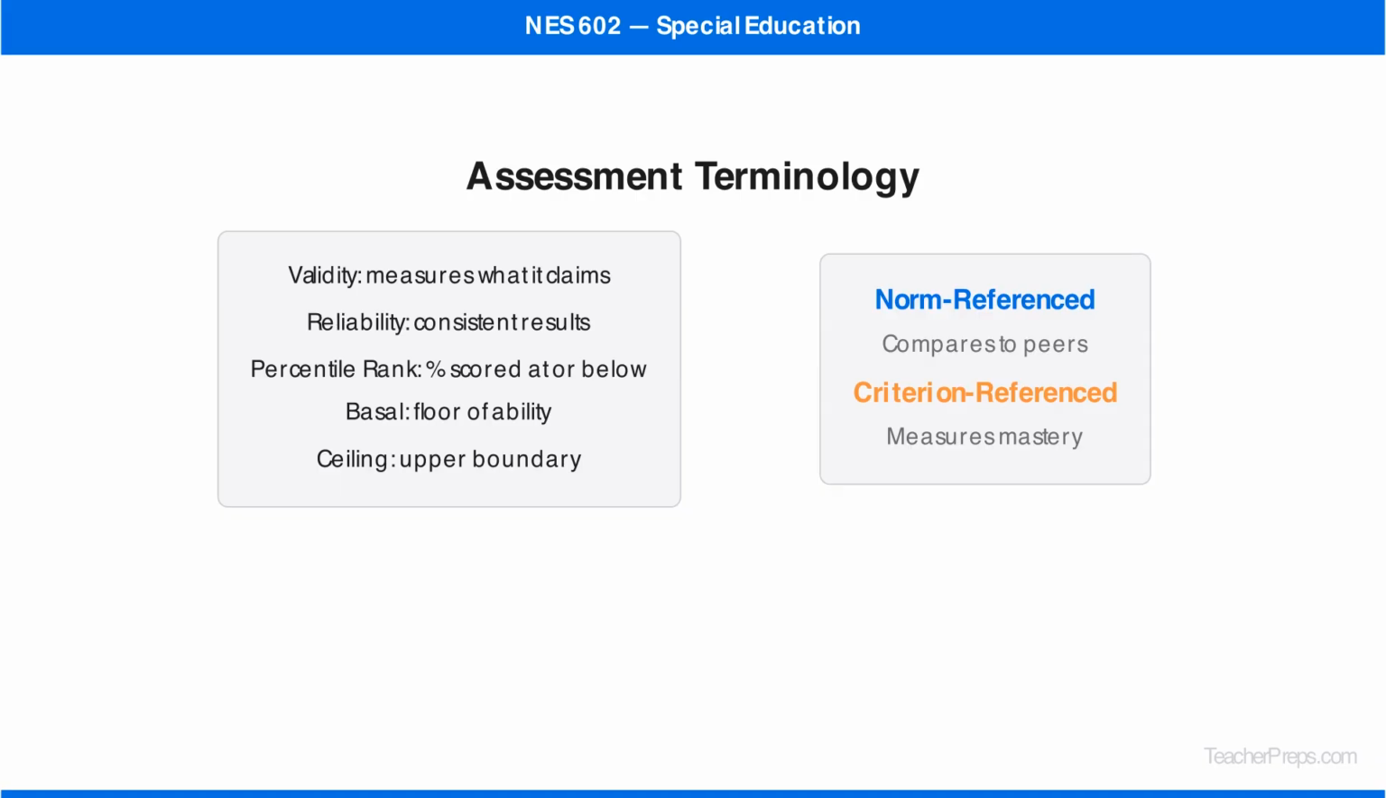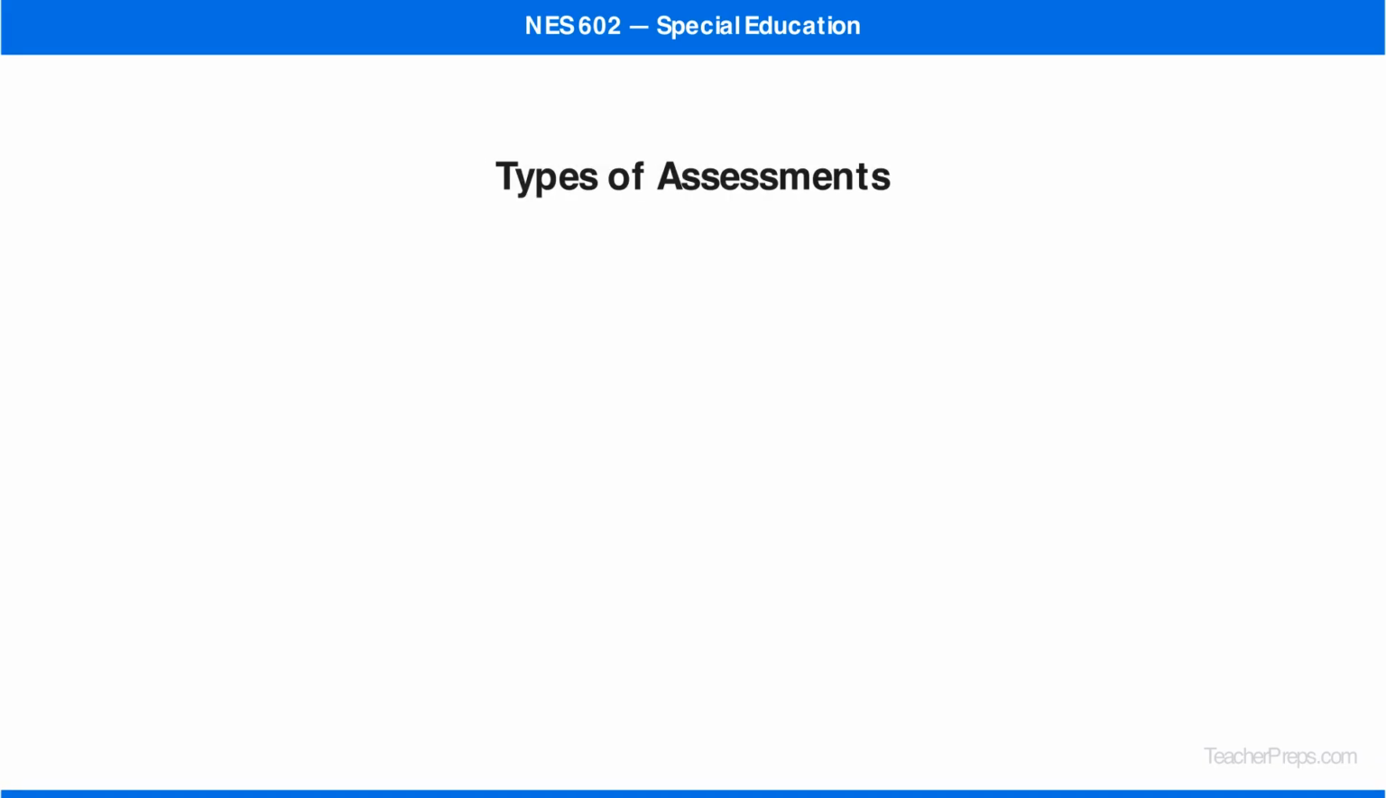On test day, if a question asks which assessment tells you how a student compares to others, the answer is norm referenced. If it asks which tells you what skills the student has mastered, the answer is criterion referenced. Now the types of assessments.